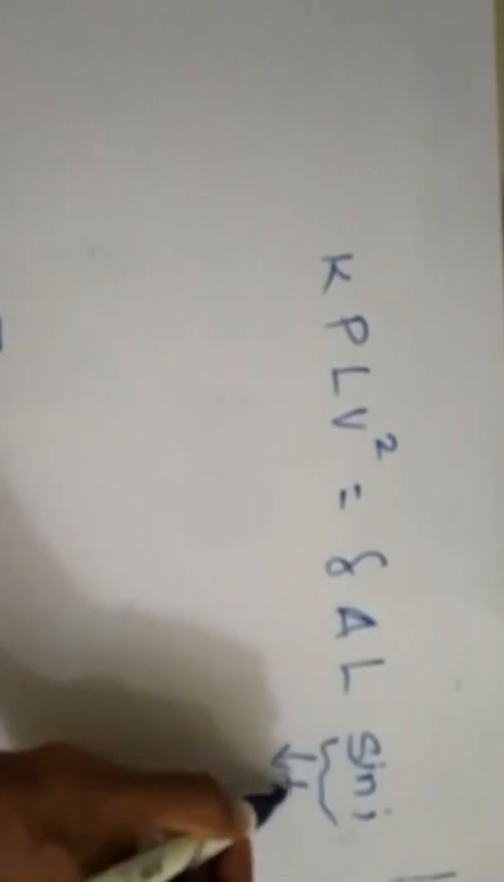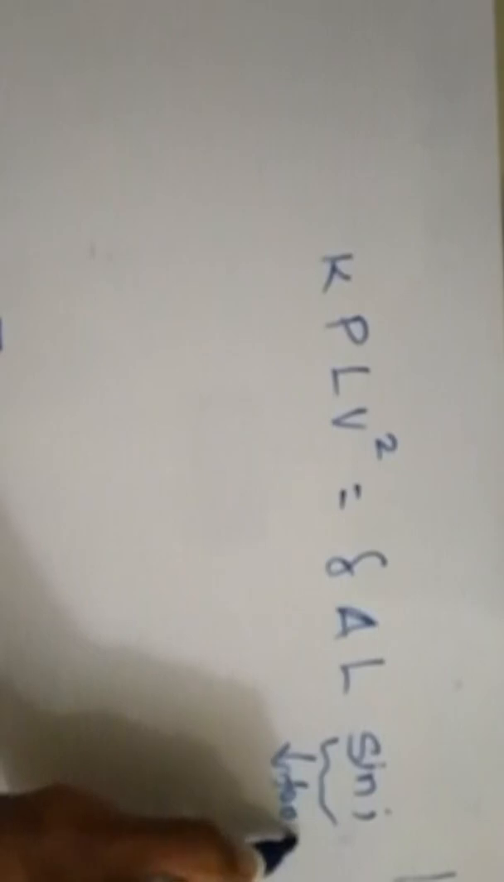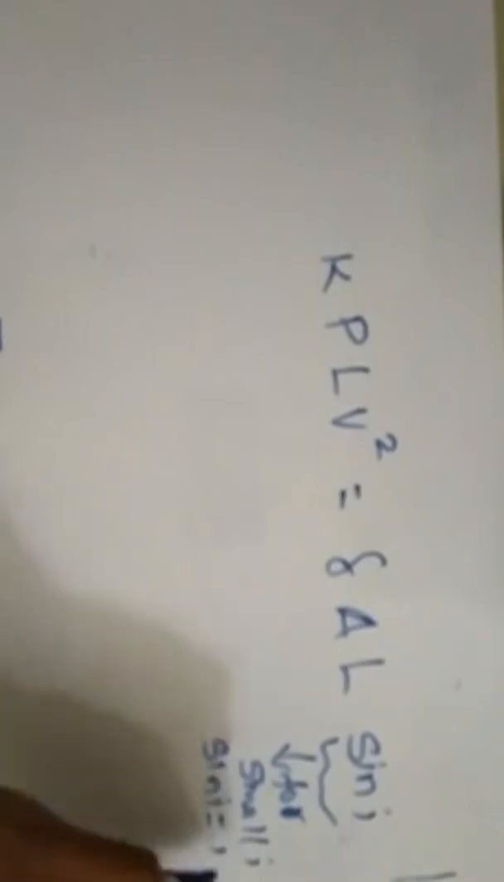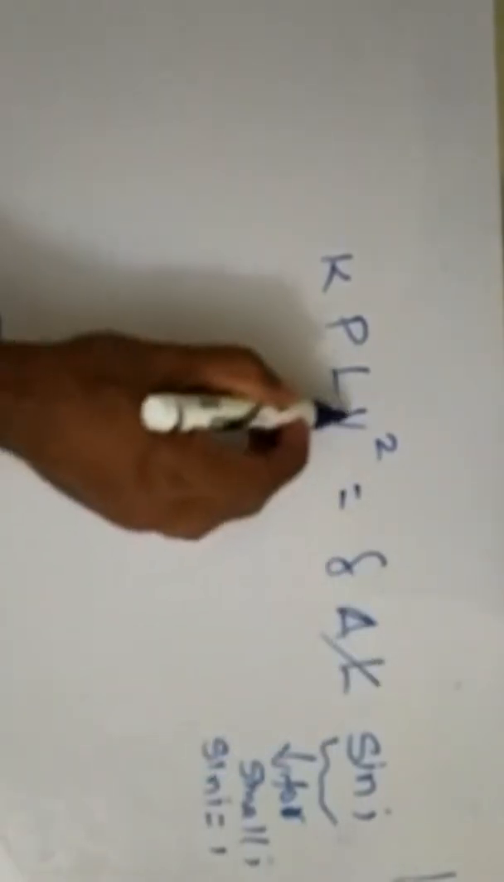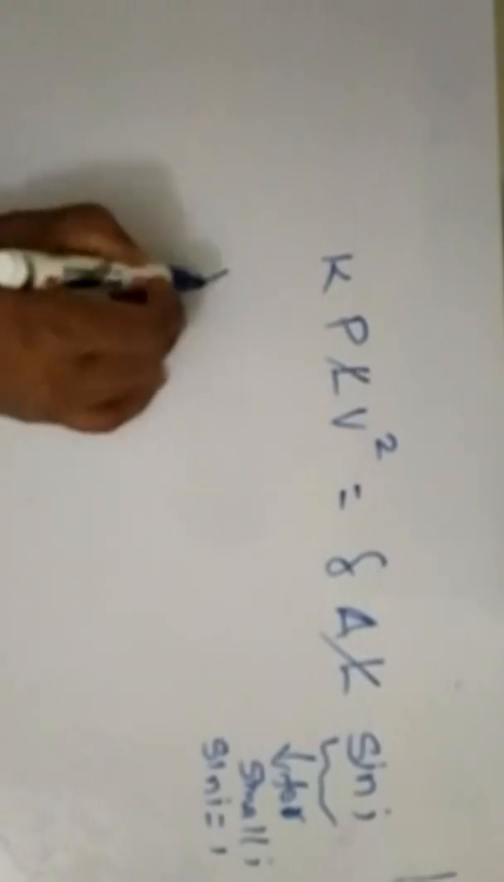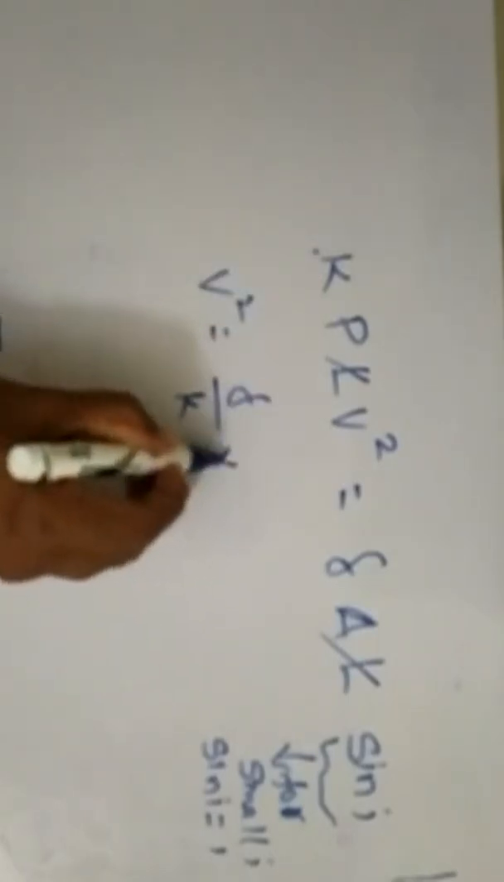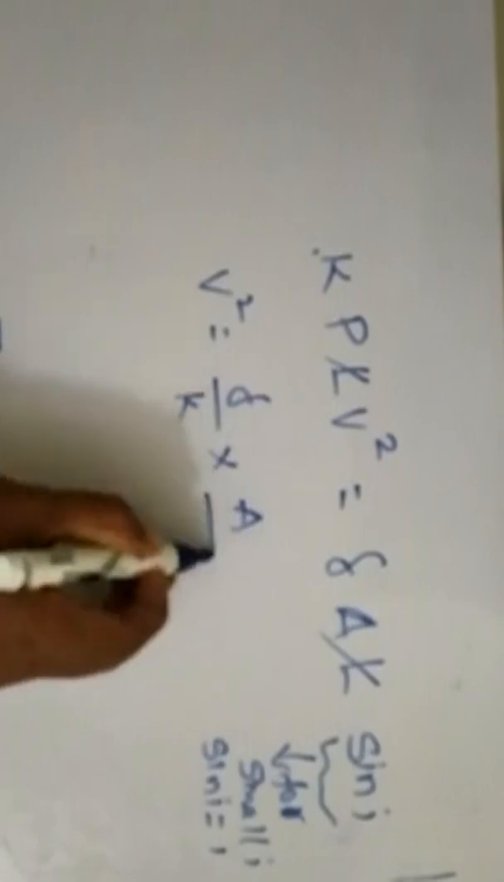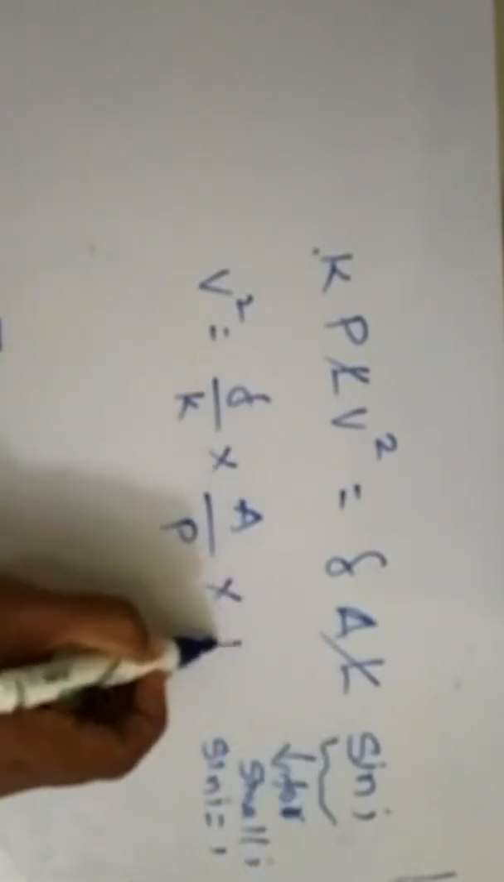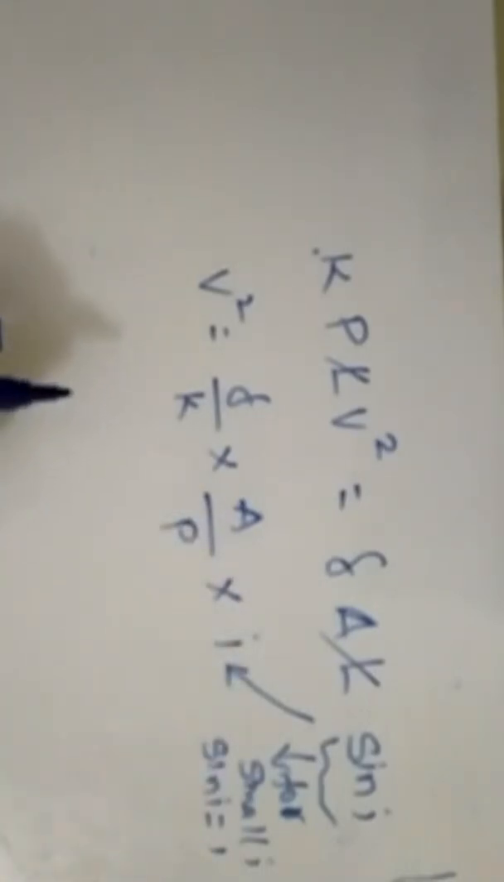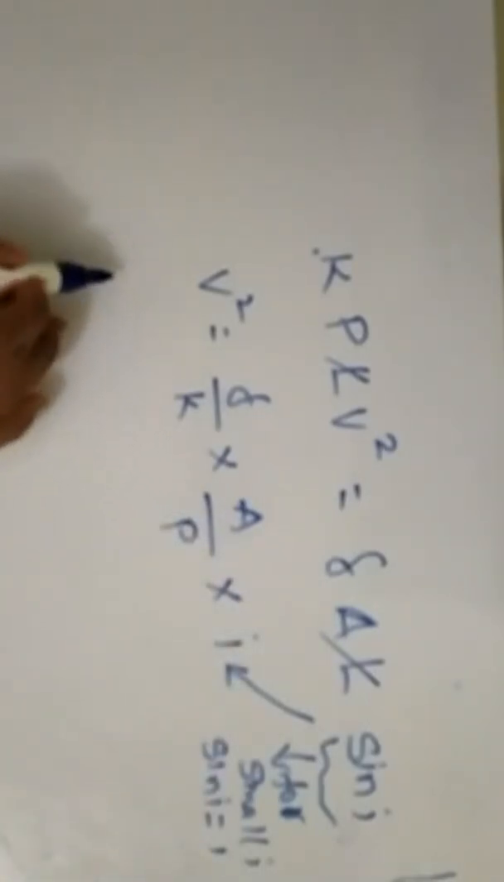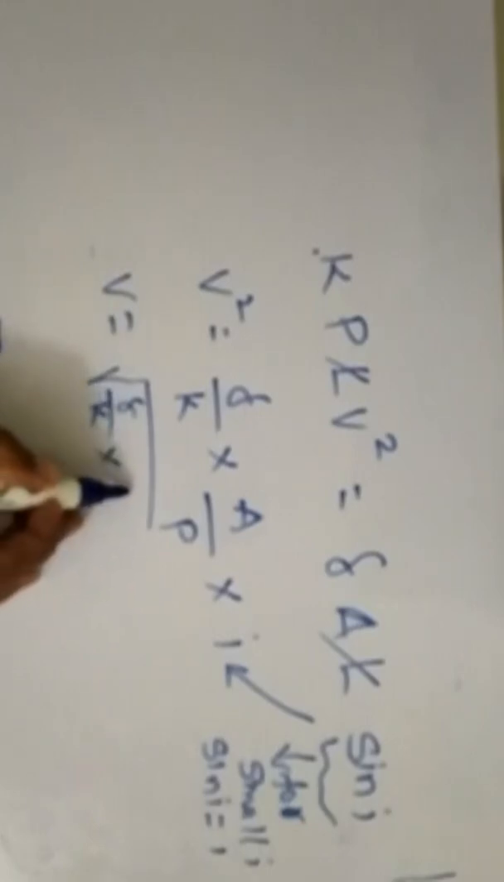For a small angle I, sin I is equal to I. So I am substituting I for sin I and cancelling this L. Then V square is equal to gamma divided by K, taking K to this side, into area divided by perimeter into sin I. I am taking sin I as I, because for a smaller angle sin I is equal to I. Now V is equal to root of gamma divided by K into area divided by perimeter.